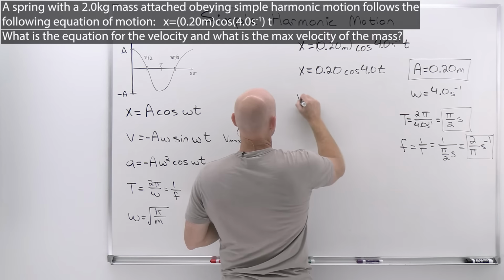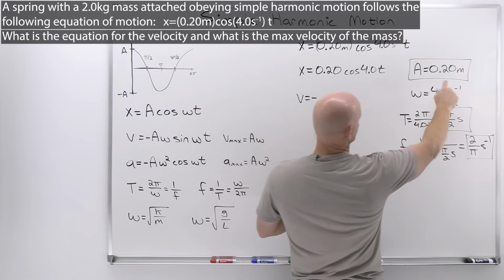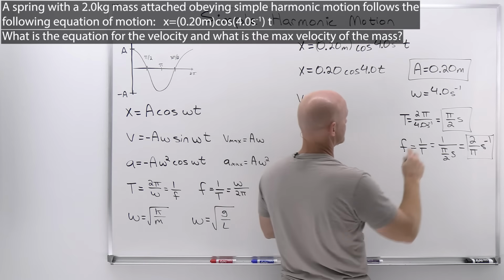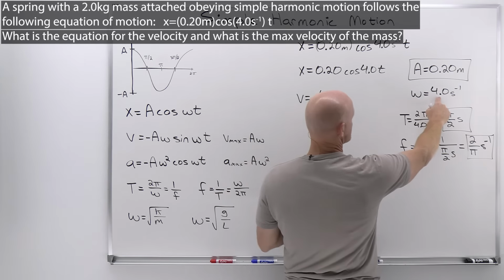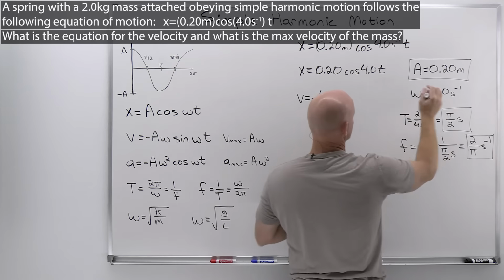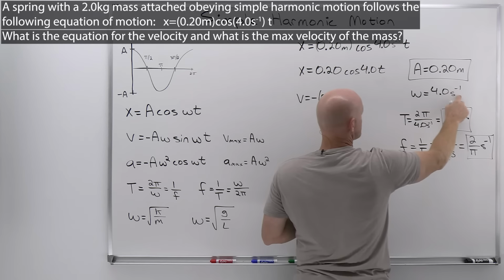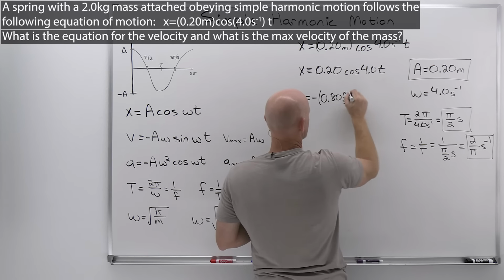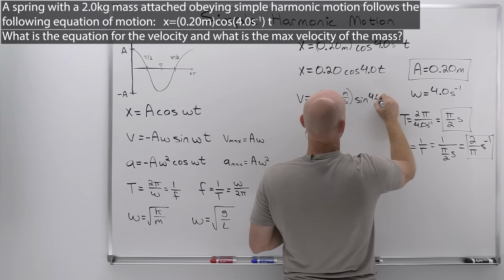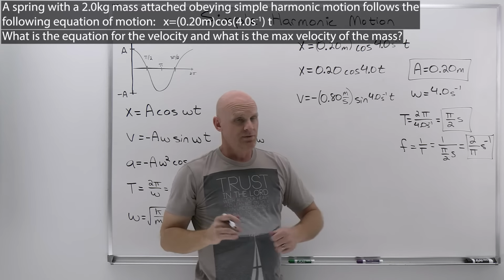So in this case, we get velocity equals negative a. Okay, well, a here, again, was 0.2. And we're going to multiply this out, actually, because it's negative a times omega. We figured out omega was 4.0. So 0.2 times 4 is going to be 0.80. Notice it's going to be meters per second, as it should be for a velocity, and then times sine of omega t, so 4.0 per second times time, whether we include the units or not.